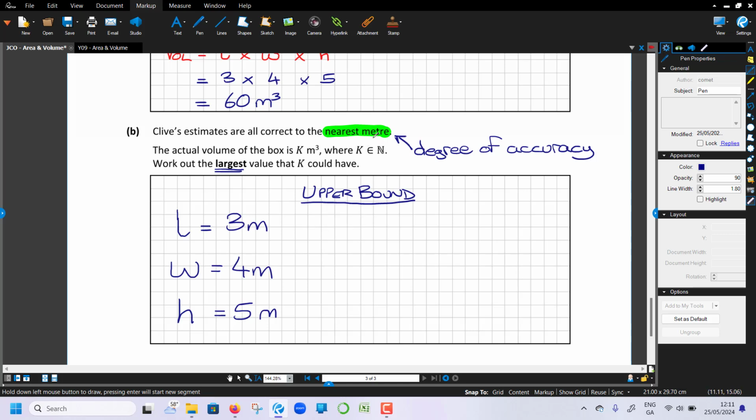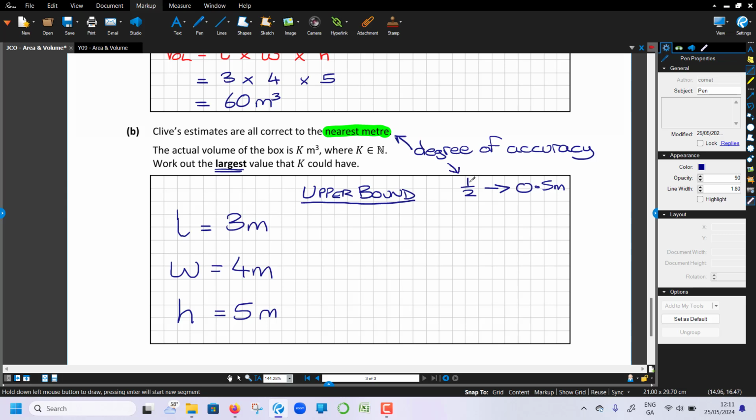So the upper bound, degree of accuracy is nearest meter. So what's half of a meter? 0.5. So half the degree of accuracy is 0.5 meters.